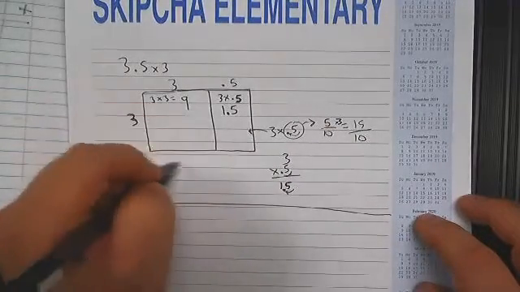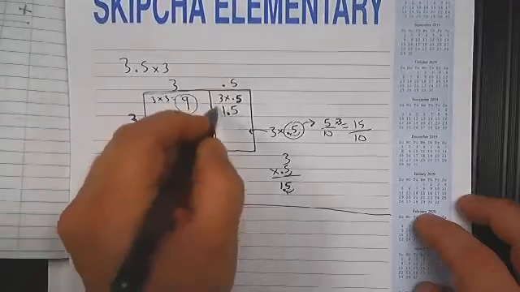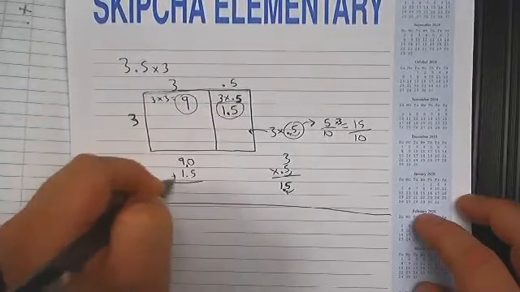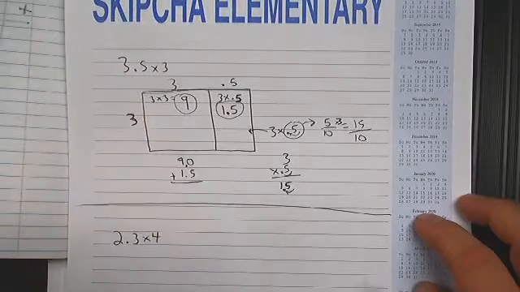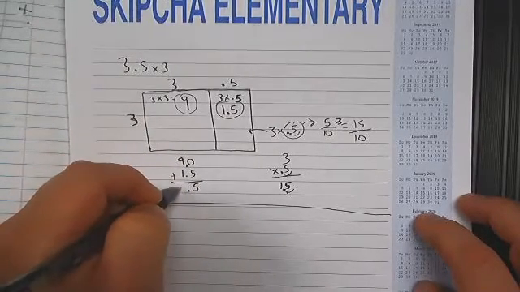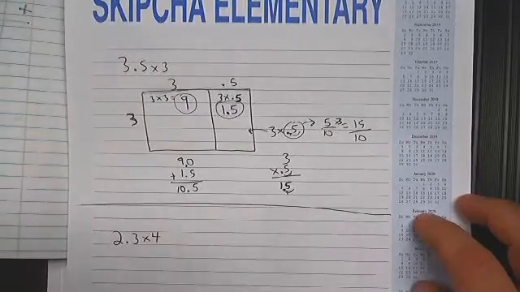All right, so then I would just add up my partial products. So here I have a 9 and a 1 and 5/10. Remember, we have to line them up according to place value. So 9 ones and 0 tenths. So 5 plus 0 is 5. Bring down my decimal. 9 plus 1 is 10. So 10 and 5/10. Okay.